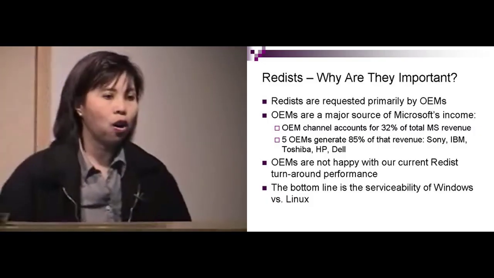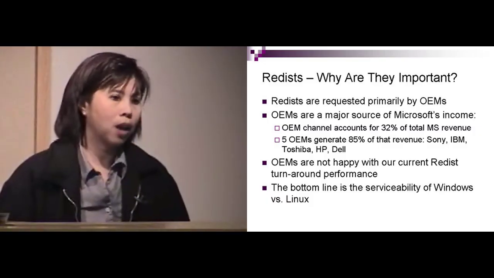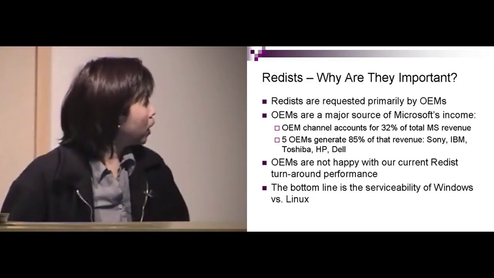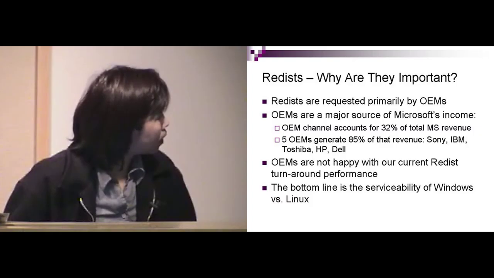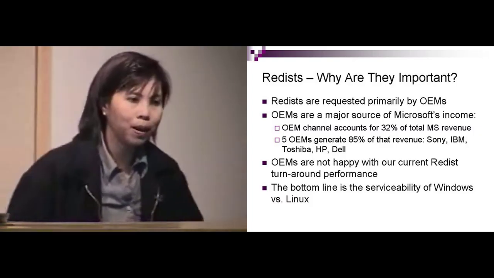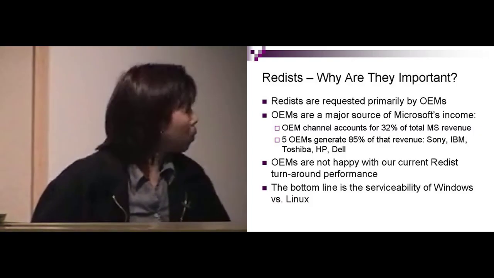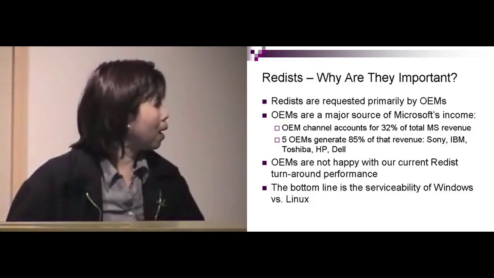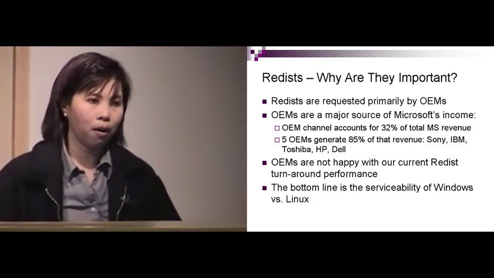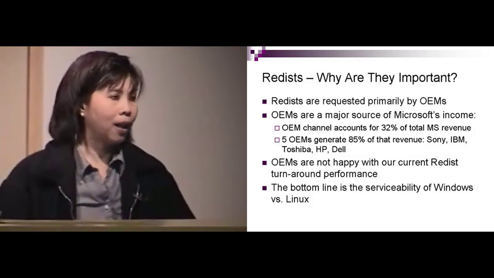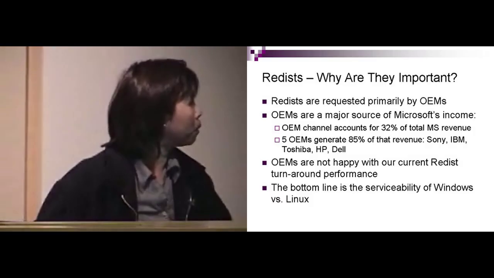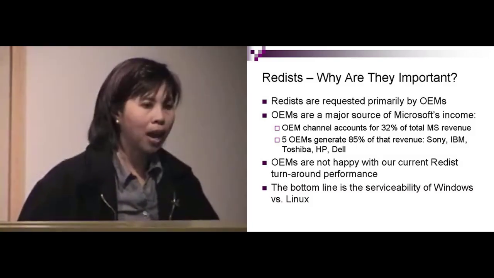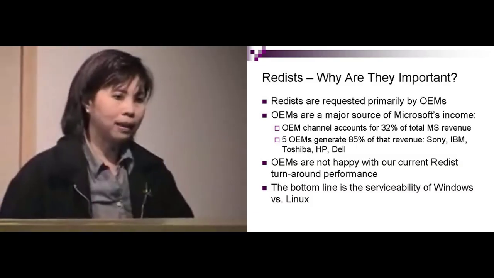Typically, Redist requests come from major OEMs. According to our recent PSS data, a major source of Microsoft income comes from the top OEMs. They help contribute to about 32% of the Microsoft revenue, and the top 5 OEMs alone help generate about 85% of that revenue. They are like Sony, IBM, Toshiba, HP, and Dell.